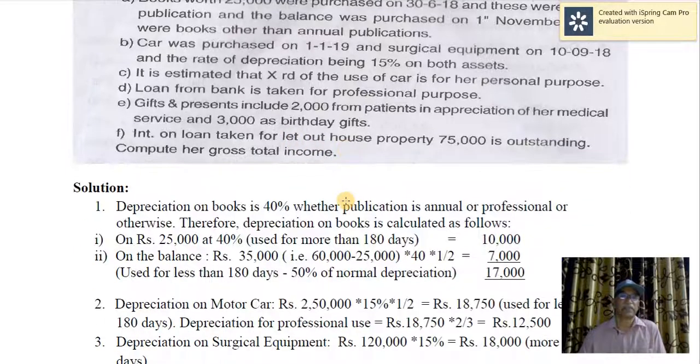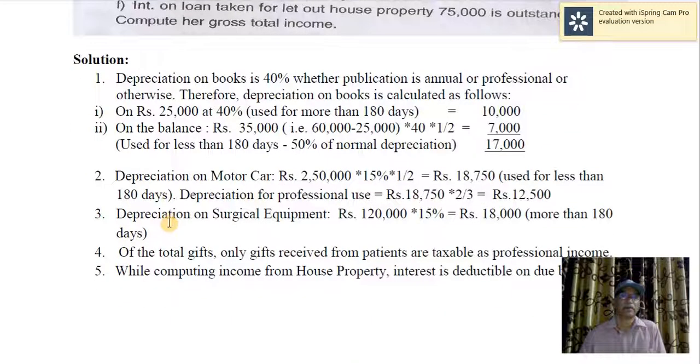See the explanation given here. Depreciation on books is 40%, whether the publication is annual or professional or otherwise. Therefore, depreciation on books is calculated as follows. Interest on 25,000 at 40%, and yes, the books are used for a period of more than 180 days. Therefore, depreciation is 40%, straight away 10,000.